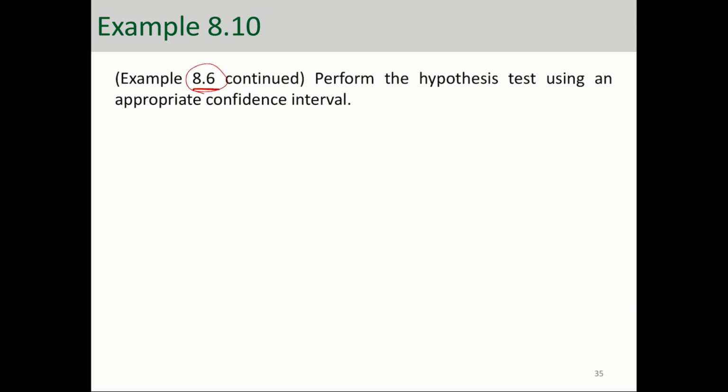The given information from example 8.6, I'm going to write them down here. X bar, which was the sample average, 22.67. Alpha was 0.05. Mu naught was 21. It was a two-sided test. And sample standard deviation, 4.08. And n was 14. So those parameters we're going to use to construct a confidence interval.